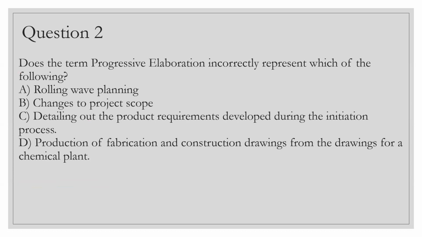Question 2, does the term progressive elaboration incorrectly represent which of the following? Now, progressive elaboration actually means that you elaborate as you progress, which means you have got some scope in the beginning and you do not know the entire scope in the beginning, but you probably will be having a little bit more scope added and more things change as you move across, as you capture the requirements, or more or less as you are going to release or give the demo of version 1 to the customer.